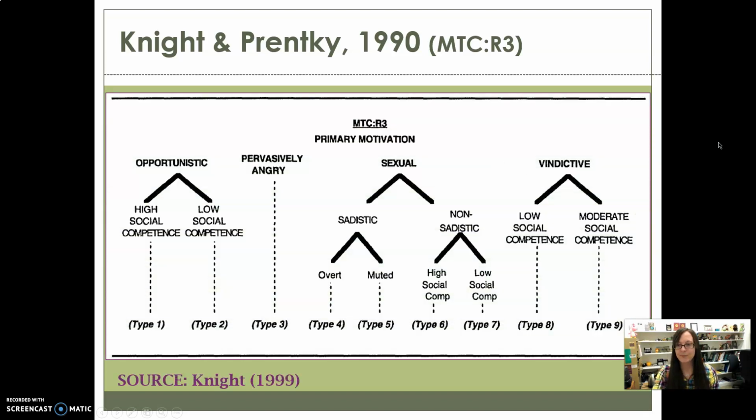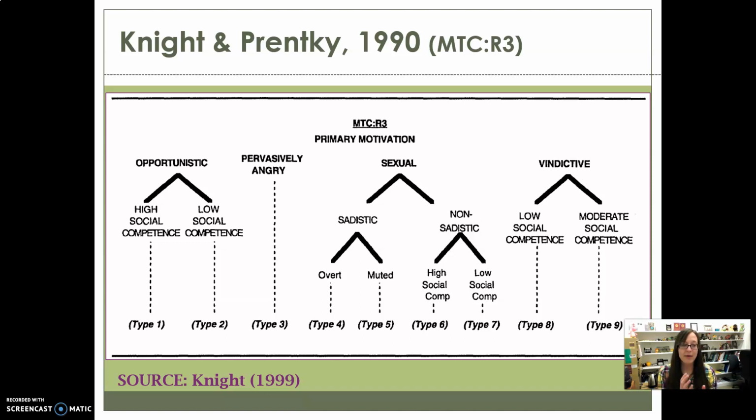So this is what it looks like. It looks maybe a little intimidating or confusing, but let's break it down. It's actually very easily understood, if you know what's going on. It's broken down by the primary motivation. That's the main axis, the motive characterizing the offense. So you have opportunistic, pervasively angry, sexual, and vindictive. Opportunistic is just what it sounds like: crimes of opportunity, there's no planning involved, there's just some kind of opportunity.